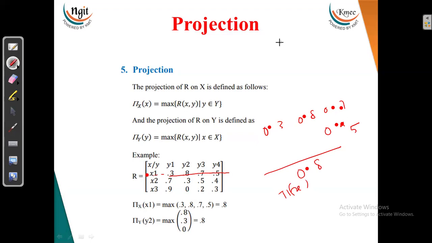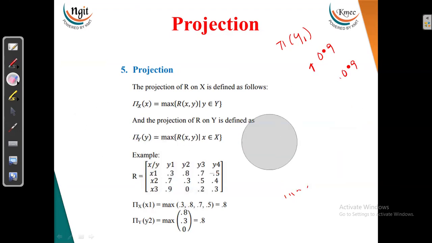Now, what is the projection of y? If you take y1, you have to work in this direction. If you see this direction, you have to check. The values were 0.3, 0.7, 0.9. So which one is the max? 0.9.